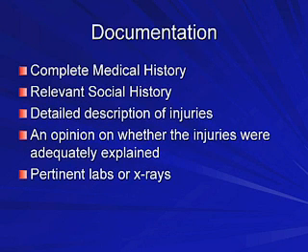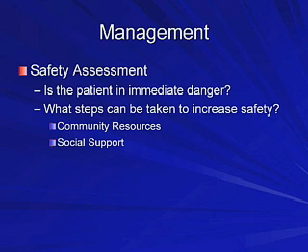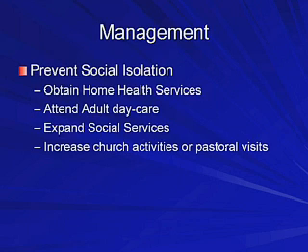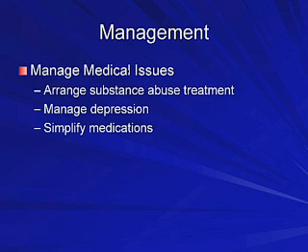So if we do find that there's some sort of abuse going on, how do we manage and work with that? The best thing we can do as physicians primarily is document. So documentation is key. You want to document the medical history, social history, and if there are injuries, a detailed description of the injuries. You want to be precise and thorough if this would ever be used in a court of law. You want to do a safety assessment. Are they in any immediate danger that they need to be removed from where they are? Then you want to prevent social isolation. Also look at the caregiver stress issues. Are there ways we can decrease caregiver stress? And then manage medical issues.